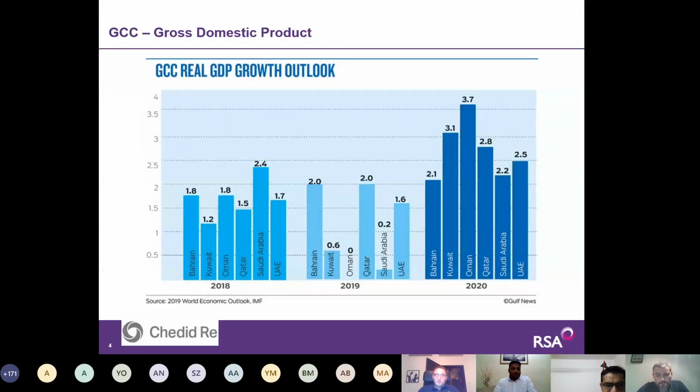Let's look at the next slide, which shows the GDP growth outlook for 2018, 2019, and the 2020 forecast as well. Let's have a look at the 2018 figures. As you can see in the chart, Bahrain's GDP shows a growth of 1.8, Kuwait 1.2, Oman 1.8, Qatar 1.5, Saudi Arabia 2.4, UAE 1.7. You can see the 2019 figures here as well: Bahrain 2%, Kuwait 0.6, Oman 0%, Qatar 2%, Saudi Arabia 0.2, UAE 1.6.